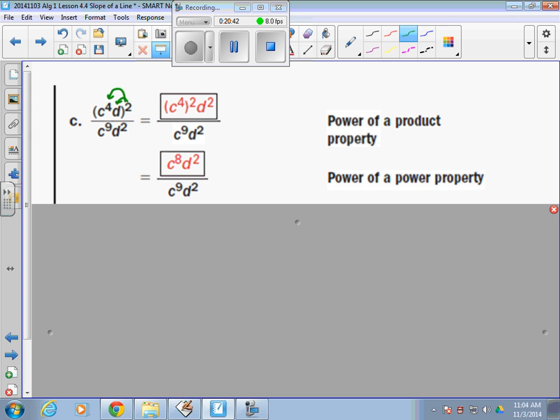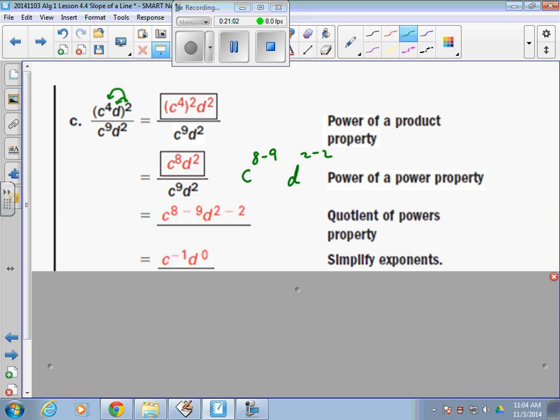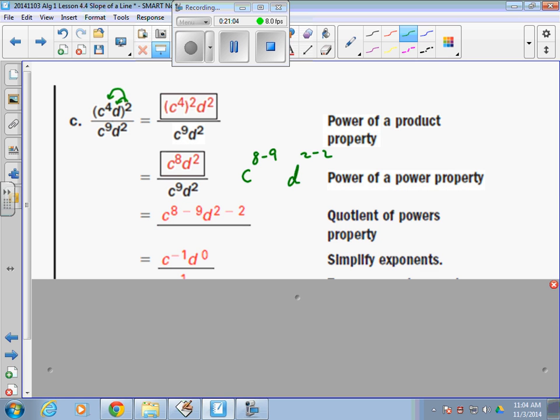So you have the same bases, c and c, dividing by each other. So what that gives you is c to the 8 minus 9. And you have the same bases d and d dividing by each other. That gives you d squared minus 2. Remember, division goes with subtraction, multiplication goes with addition. So c to the 8 minus 9 becomes c to the -1, and d to the 2 minus 2 becomes d to the 0 power.